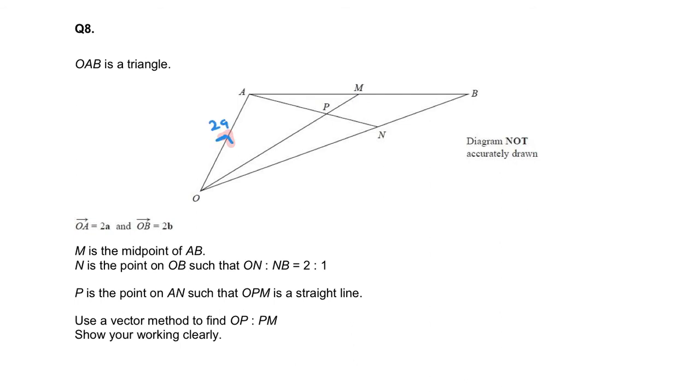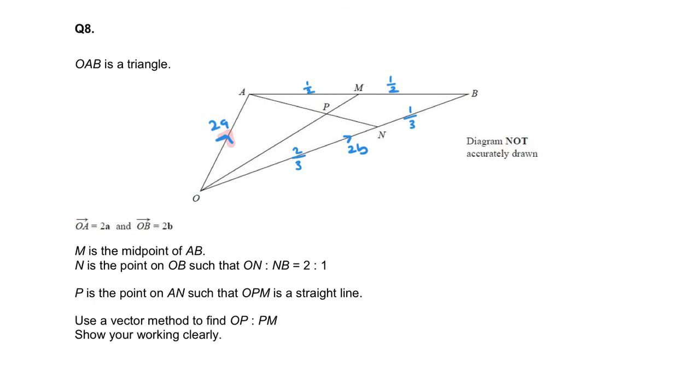2A, OB is 2B. M is the midpoint of AB, so that's going to be a half and a half. N is the point on OB such that we have 2 out of 3. Okay, so let's also fill out any information that we definitely need.